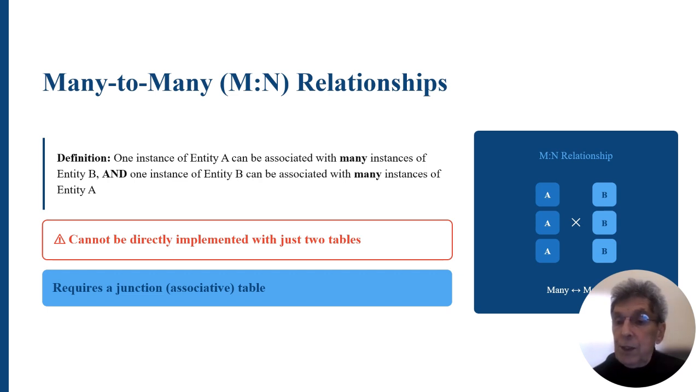And here's the critical point. You cannot directly implement a many-to-many relationship with just 2 tables. Now, that's a very important concept. Think about that. There's no place to put the foreign key. If you put provider ID in the patients table, you can only store one provider per patient, but patients see multiple providers. If you put patient ID in the providers table, you can only store one patient per provider, but providers treat multiple patients. Neither works. You need a third table.